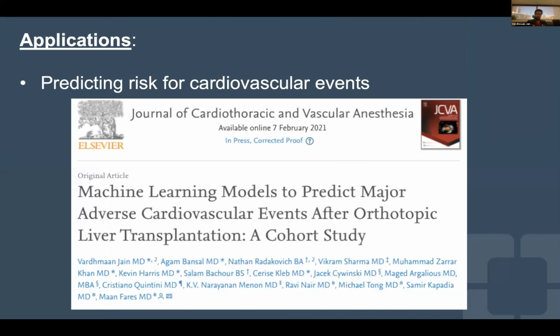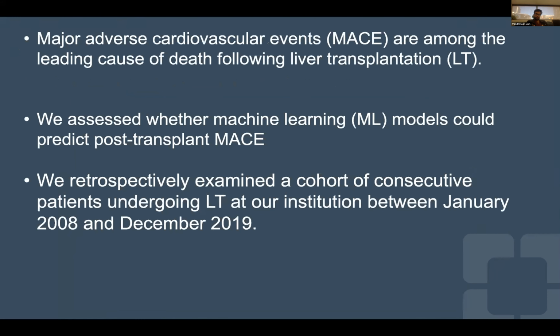And then this is a good segue to talk about our study that Dr. Ferris was mentioning. Our study was looking at how we could use machine learning models to predict major adverse cardiac events after liver transplant procedures. And I think that's the focus of the meeting of the group that Dr. Cywinski and Dr. Ferris lead. That was the idea behind the study.